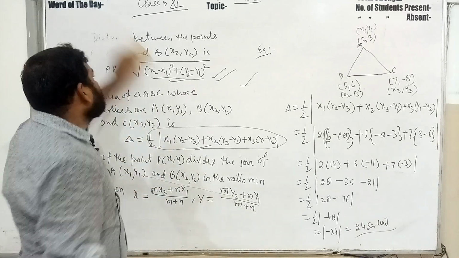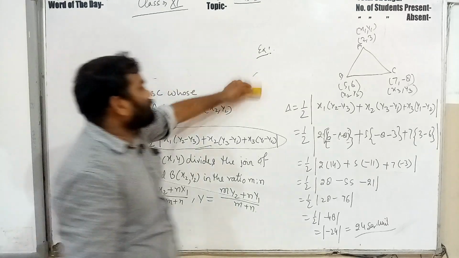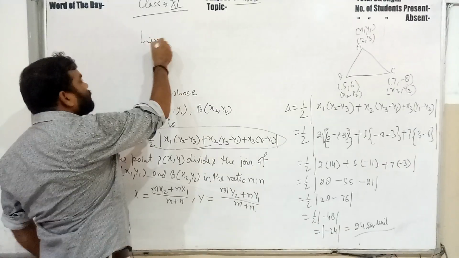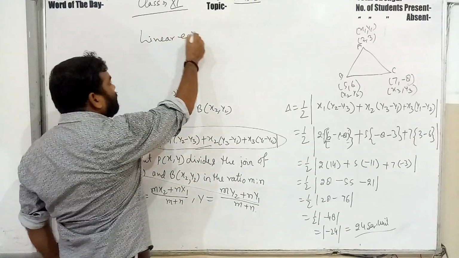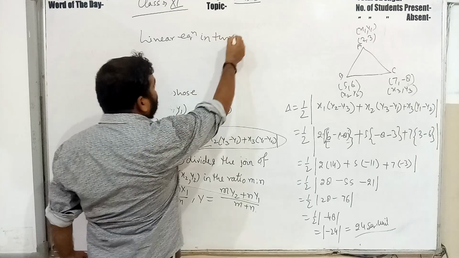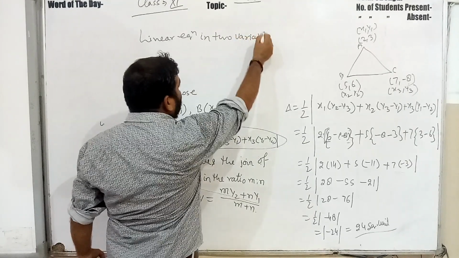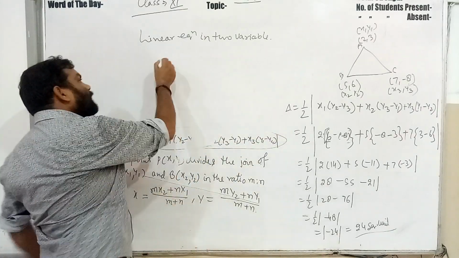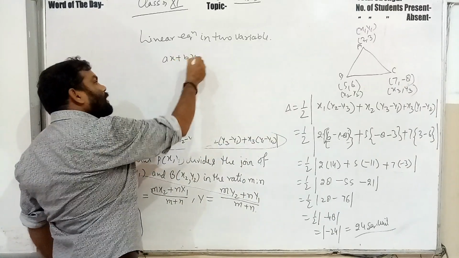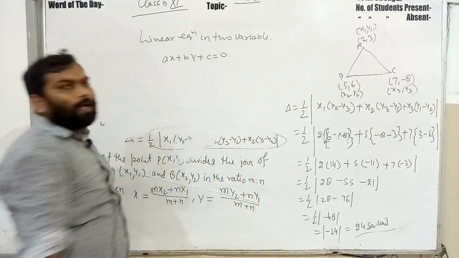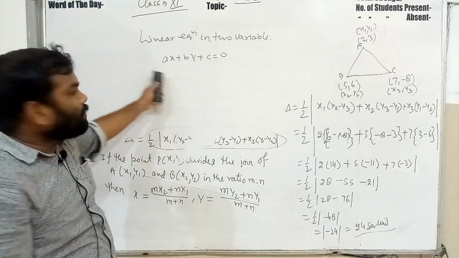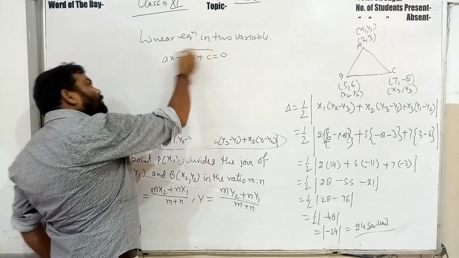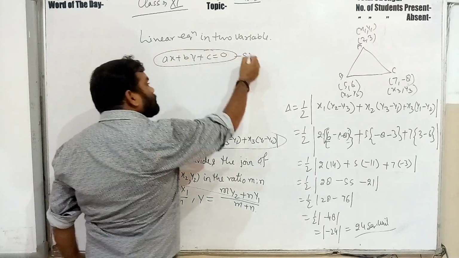Now again, one chapter we have learned in class 10th and 9th also, linear equations in two variables. Remember there we have learned an equation of the type ax plus by plus c is equal to 0. We have drawn its graph also, which always represents a straight line. So this is the basic formula for the straight lines.